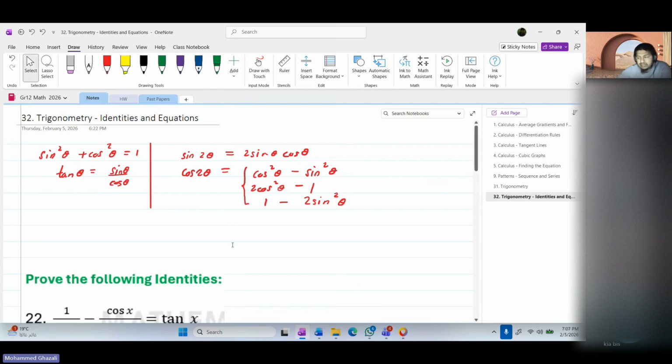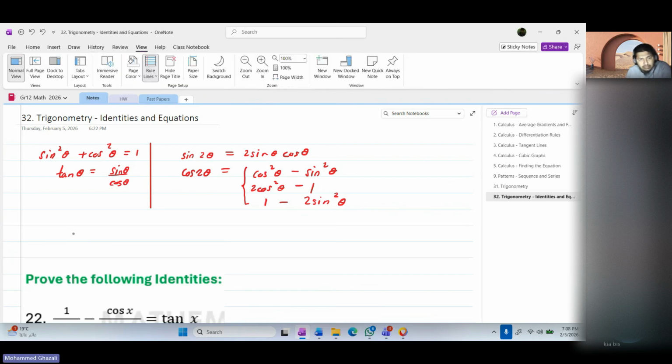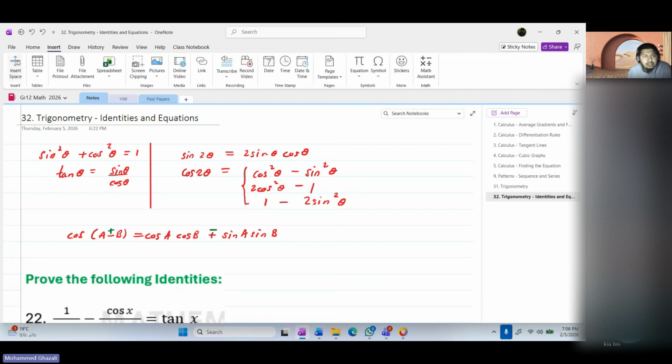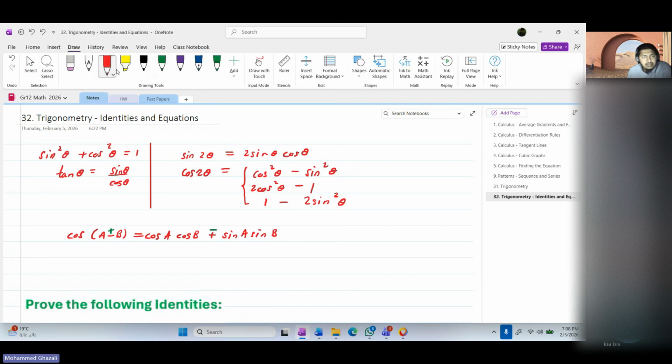And also you need the formulas for compound angles, right? We already know the formula for compound angle, which is cos A minus B is cos A cos B plus sine A sine B, right? And obviously if there's a plus there, the plus will be followed by a minus. And for sine, you start with sine and you end with sine, right? So we have sine A plus B.